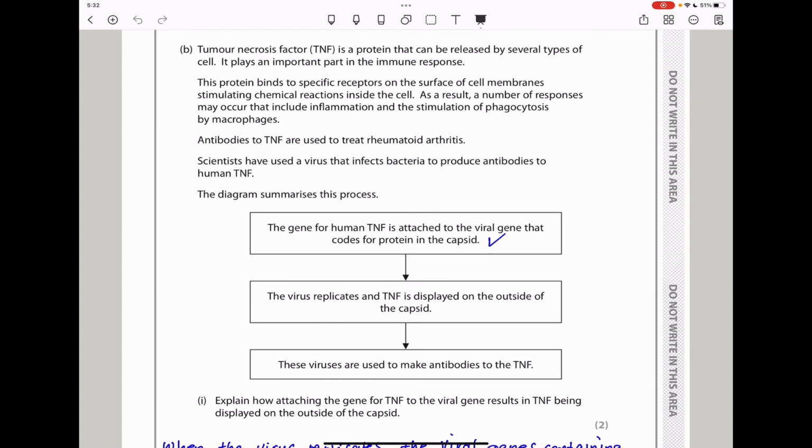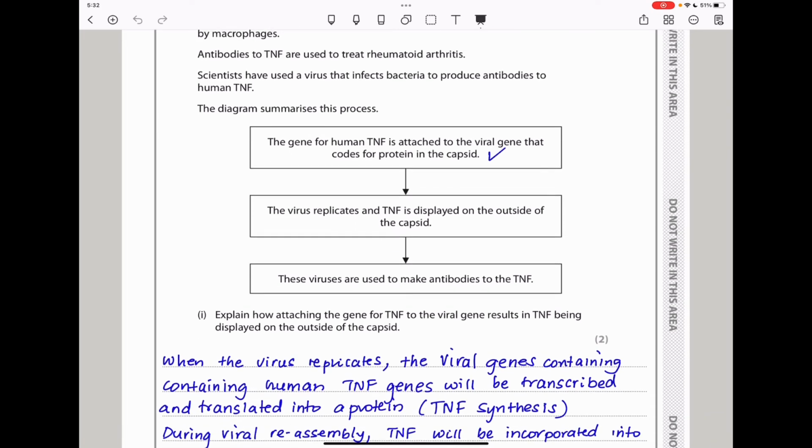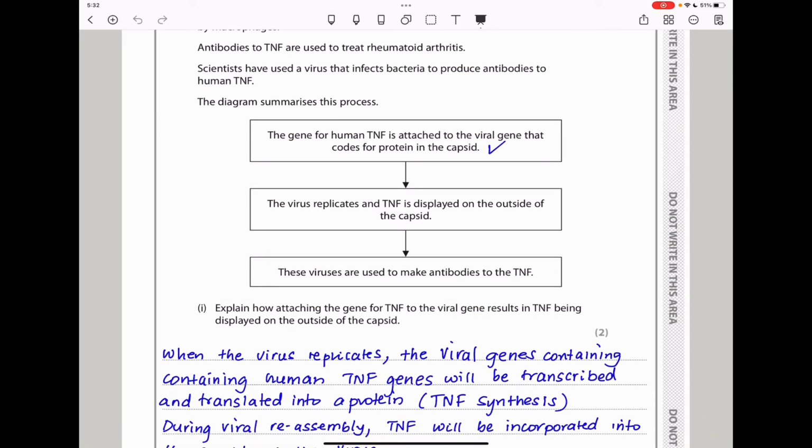Scientists have used a virus that infects bacteria to produce antibodies to human TNF. The diagram summarizes this process. So here we see the gene of human TNF is attached to the viral gene that codes for the protein in the capsid. And then the virus replicates and TNF is displayed on the outside of the capsid. And these viruses are used to make antibodies to the TNF.